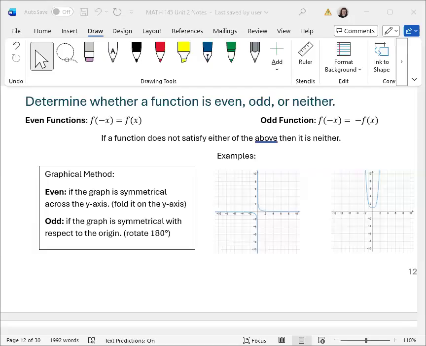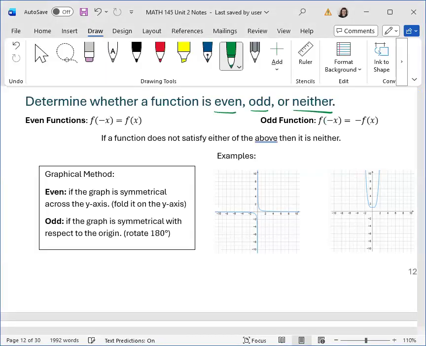In this video, we're going over determining whether a function is even, odd, or neither. So here are some definitions for even and odd functions. The even definition says for a value, f of negative x is always going to be equal to f of x. And then an odd function, that definition says f of negative x is going to be equal to the opposite of f of x. So if a function does not satisfy either of these two definitions, then we're going to say that it's neither.